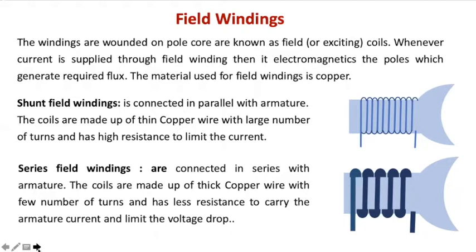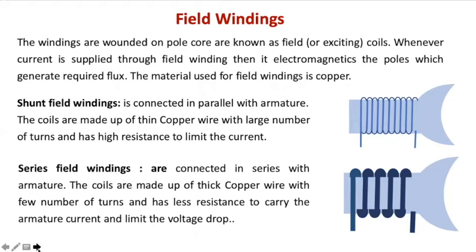Then we have two types of field windings. One is the shunt field winding, the other one is the series field winding, and that depends on the electrical connection with the armature. The shunt field windings are connected in parallel with the armature. The coils are made up of thin copper wire with a large number of turns and have high resistance to limit the current, because the supply will be the actual supply voltage to the DC machine.